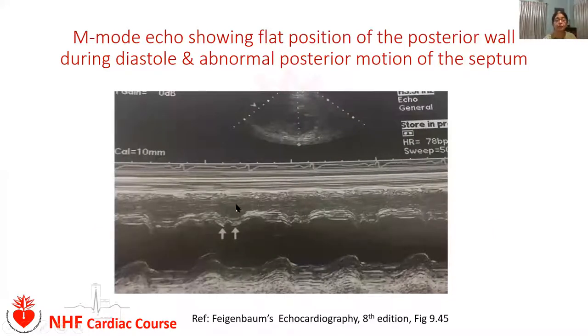Here is another M-mode echo showing the flattened posterior wall during diastole and the posterior motion of the interventricular septum, which are reliable criteria for diagnosing constrictive pericarditis.